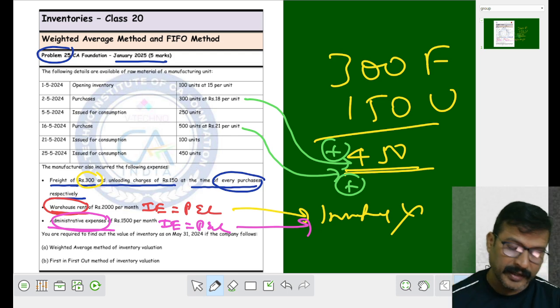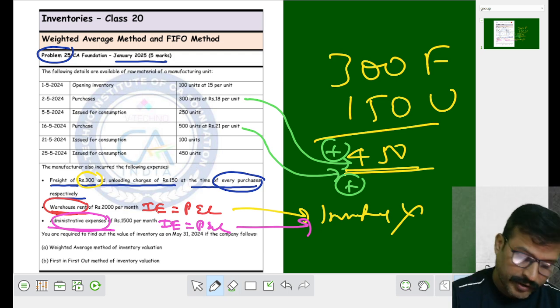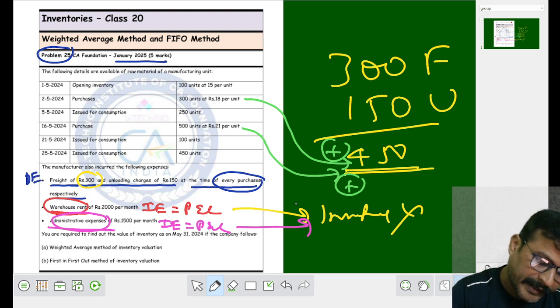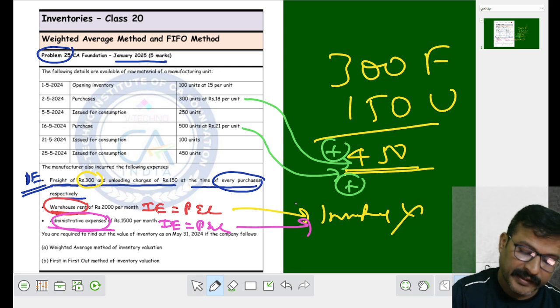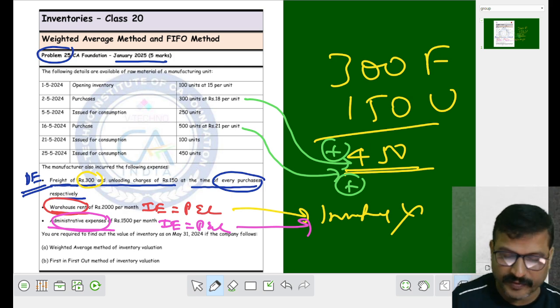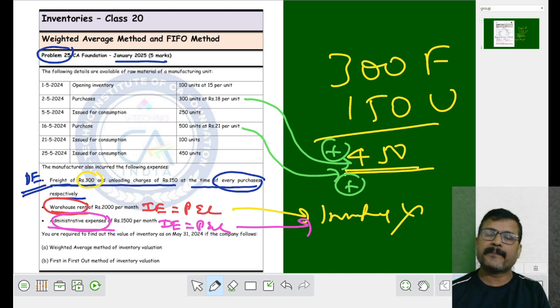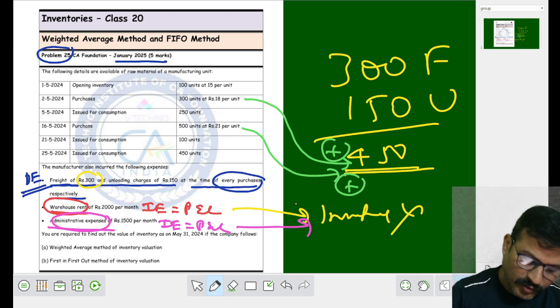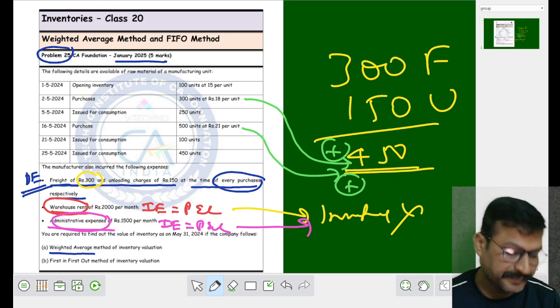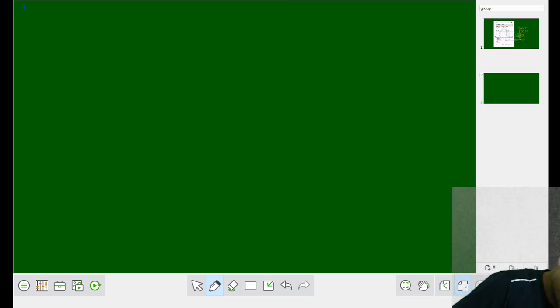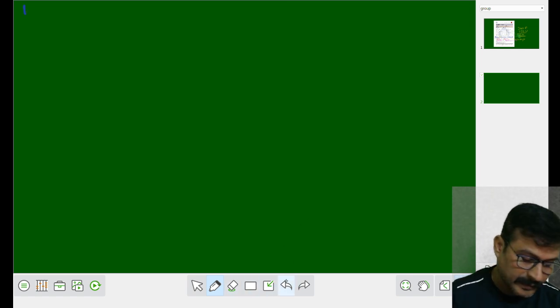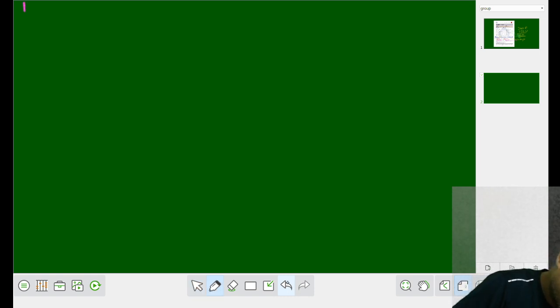So what is to be taken for inventory valuation? For inventory valuation, we have to take only the direct expenses. What are the direct expenses? Freight 300, unloading charges 150. These are the two numbers we have to add. Under what method do we have to solve? We have to solve under the weighted average method. Fine. Shall we have a format? So now let us write which method? Under the method of weighted average method.